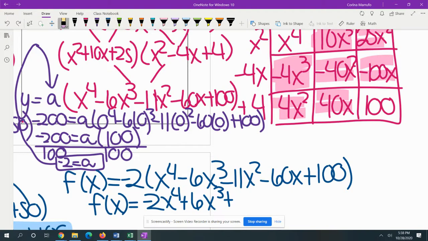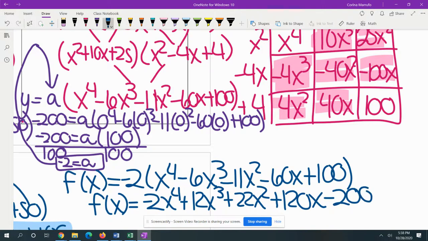Whoops. This should be 12x cubed plus 22x squared. Negative 2 times negative 60 would be a positive 120. And then negative 200. And that's it. That would be your answer.